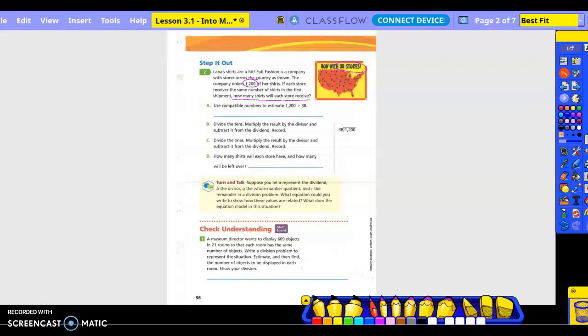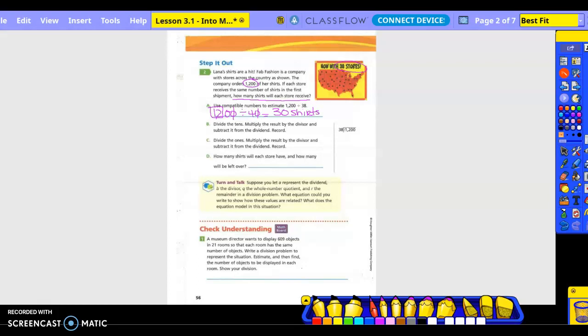And how many will they do? Estimate. So we can keep the 1,200, right, guys? And then divide it by 40. Mark off a 0, mark off a 0. 40 into 12 is what? 3, and add the zeros back. So about 30 shirts, right? Divide the 10s. So we're going to work it out.